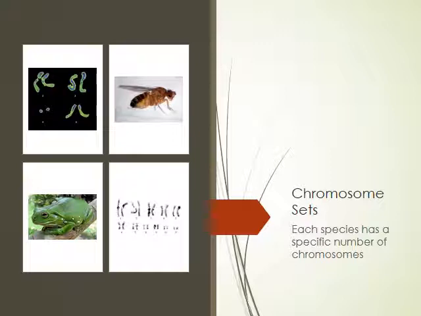Frogs, they've got 11 unique chromosomes for a total of 22. Flies have 4. There are other organisms out there that have 4 unique chromosomes or a total of 8. It's not just us. But the big thing to note is they are, in fact, inherited in sets.